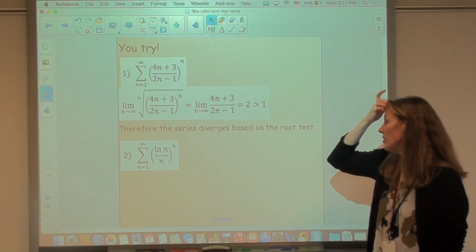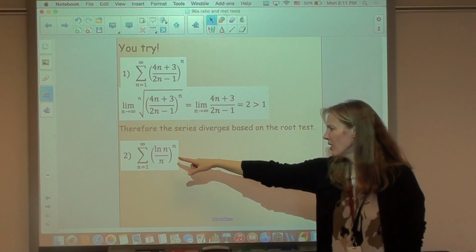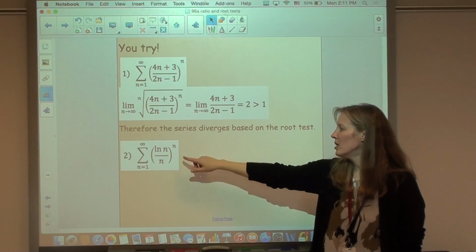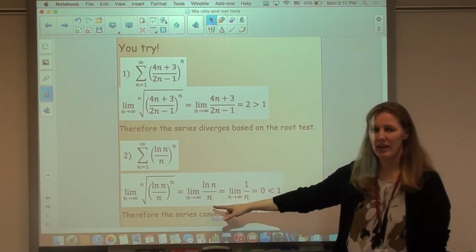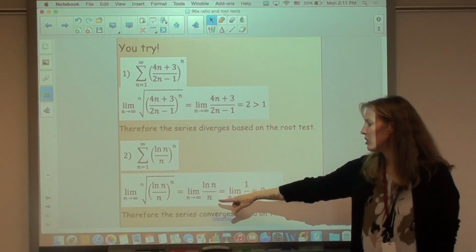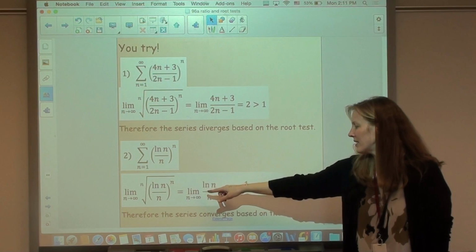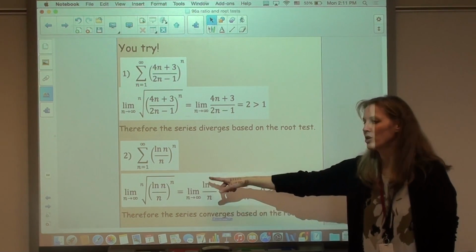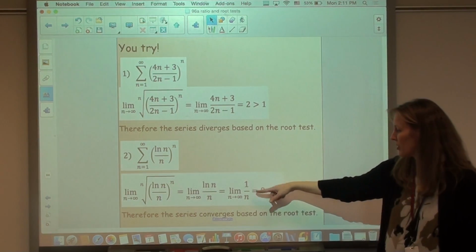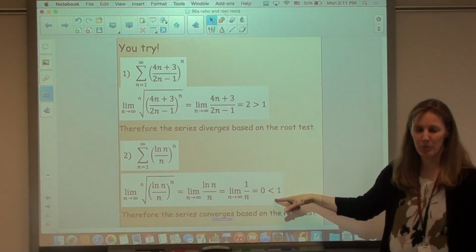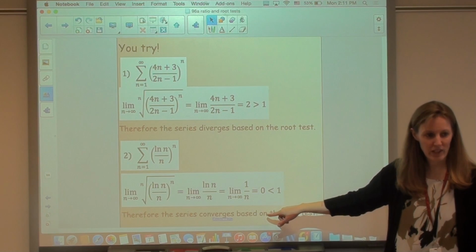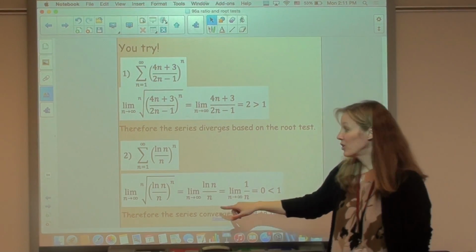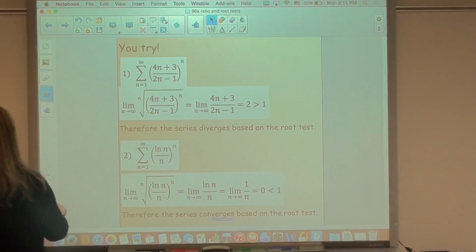Okay, so for the next one, you have ln n over n to the nth. We apply the root test, and we end up with ln n over n. If you do comparative growth rates, then this is slower over faster, or you could do L'Hopital, which gives you 1 over n over 1, which is just going to 0. So this guy converges. Questions? Good.